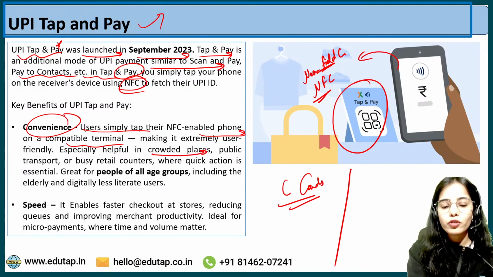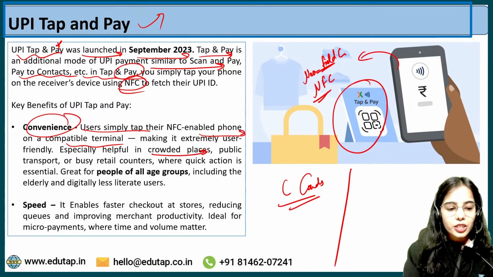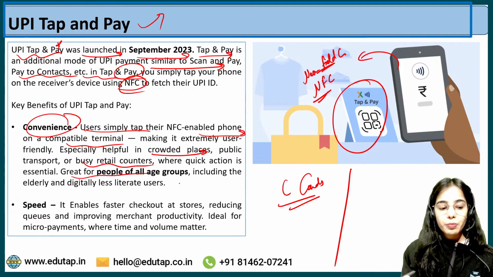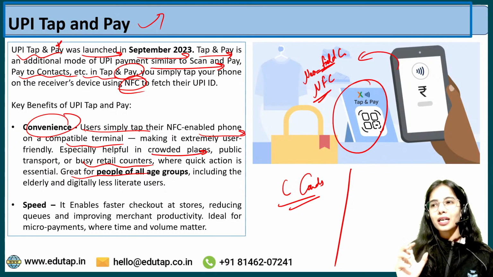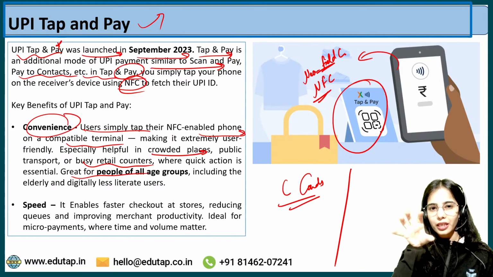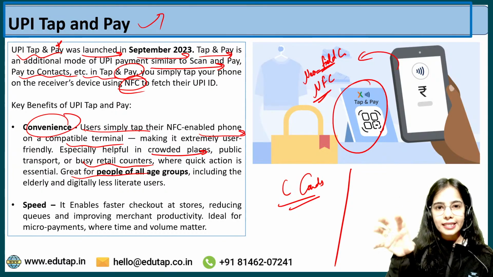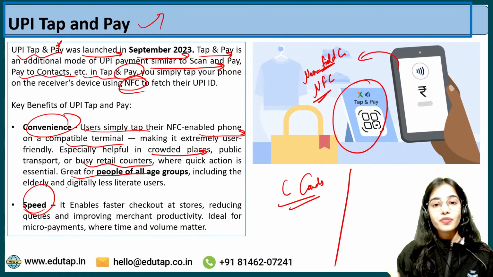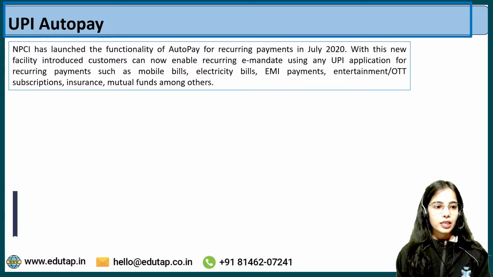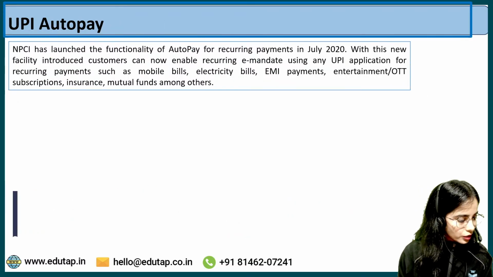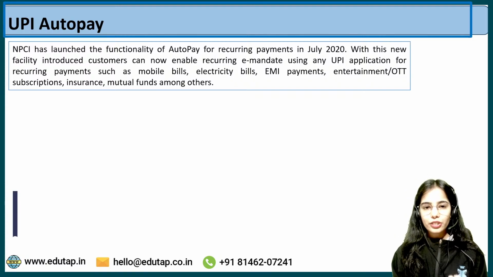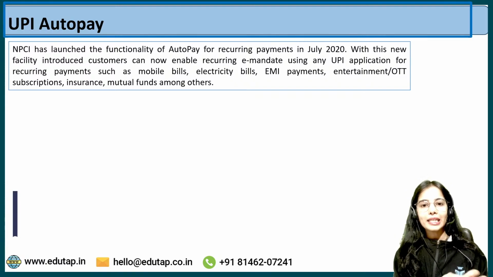This is especially helpful in crowded places, in public transport or busy retail counters. Great for people of all ages, especially the elderly people who require time to open the scanner and such, so they can just tap and pay. It is also very speedy. Okay, so this is the idea. Next is UPI auto pay. Any confusion anyone has till now? We have only 2 more features to go after UPI auto pay, and then we will discuss the answer.